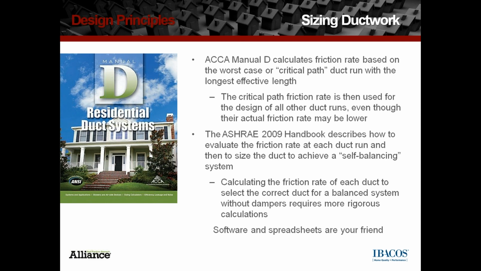ACCA Manual D will calculate that friction rate based on the worst case or critical path, and then that friction rate is used for all the duct runs. It's a critical path, worst case scenario approach to it. The ASHRAE 2009 handbook describes how to achieve a "self-balancing" system by calculating the friction rate of each duct correct for that duct and the fittings that are in there. In this case, software and spreadsheets are truly your friend. It's a lot to keep track of back and forth.